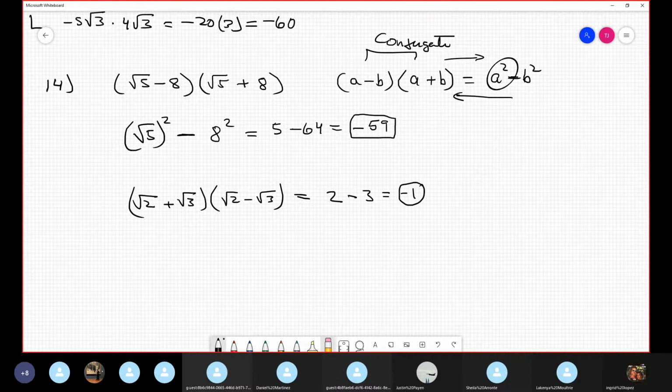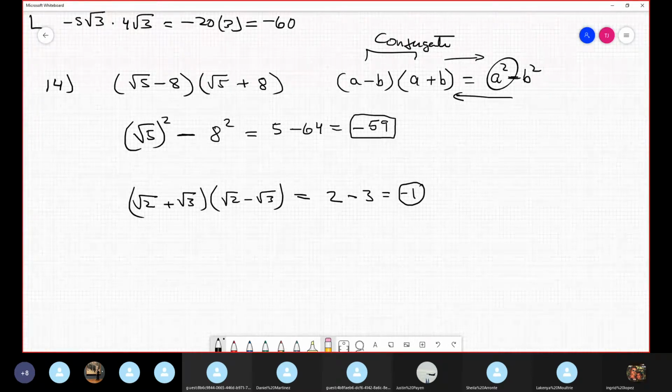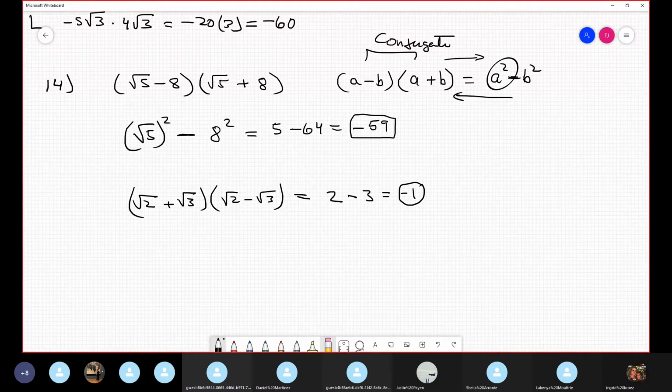The answer does not contain a radical. You had radicals, and the radical disappears. In this case, you have 2 radical 5 times radical 5, and the answer is just a real number. This expression does not contain a radical. And this is the fantastic way that we do rationalization. But rationalization, when you have a binomial, let me try rationalization one more time.